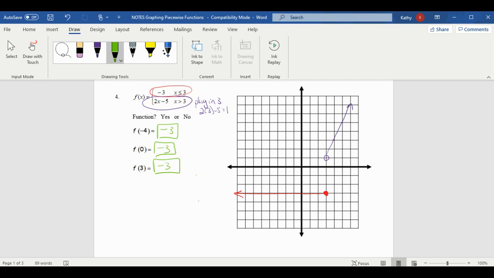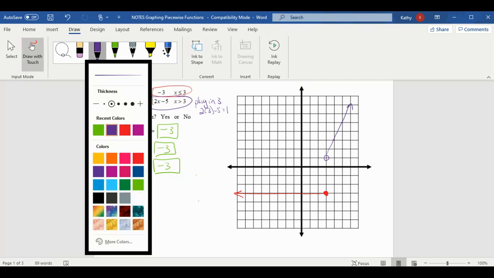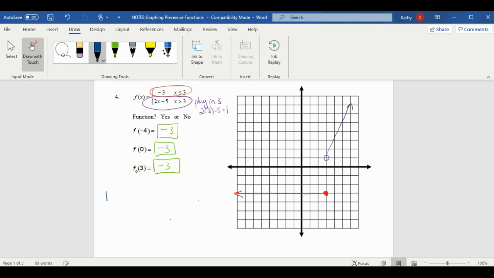Our domain. The domain for this function. Left to right, any breaks in between? There are not, so this goes to negative, positive, infinity. What about our range? Bottom to top. Where does this start? This starts at -3, and that's it, and then jumps up and starts again at 1, which isn't included, and travels all the way up to infinity.